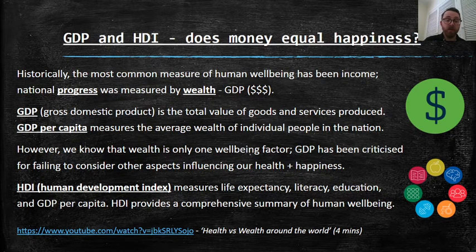However, we've looked at a number of well-being factors in the previous few lessons. Money isn't the only thing that impacts your well-being. It's not the only thing that impacts your happiness. I'm sure some of you will disagree, but we know that wealth is only one well-being factor. GDP has been criticized for failing to consider other aspects that influence our health and happiness.